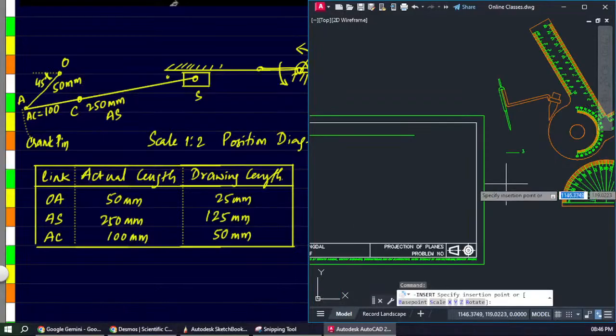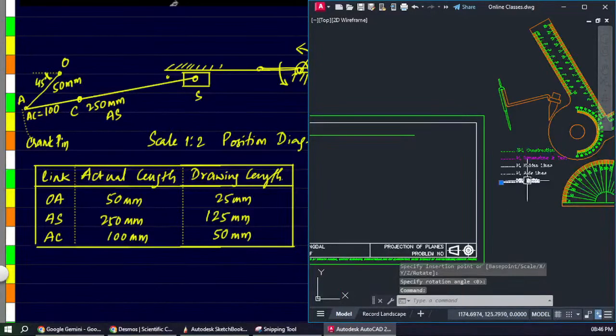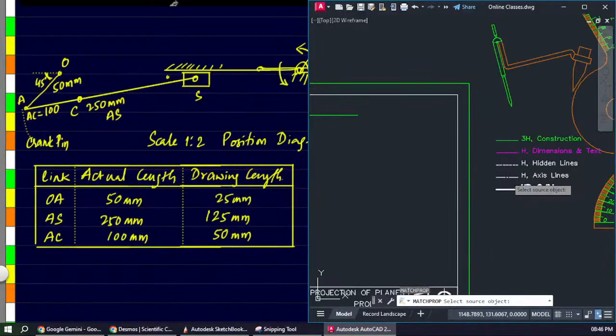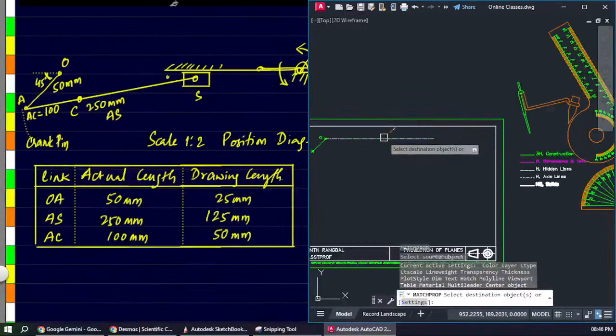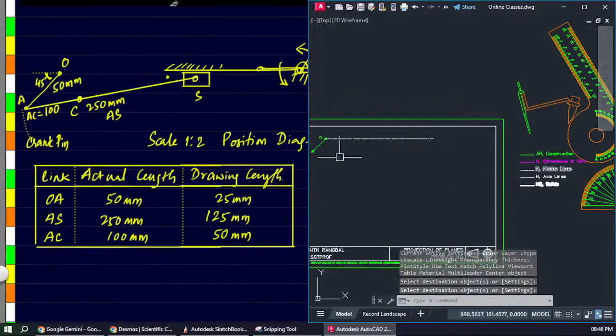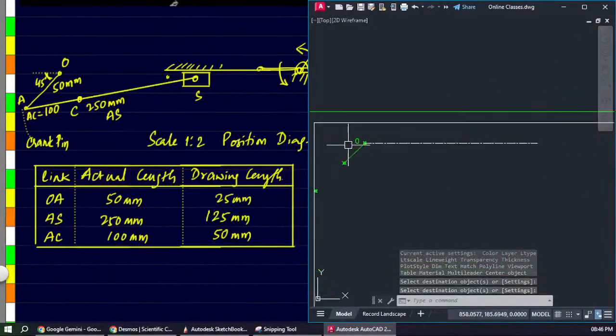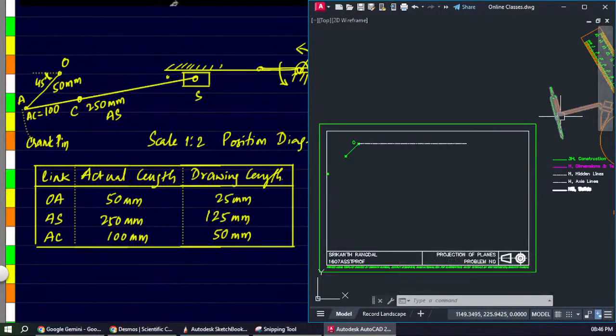Also we will need to make this as axis line. So this line we will have to make it as axis line. And next thing, we will have to take our compass and the scales.